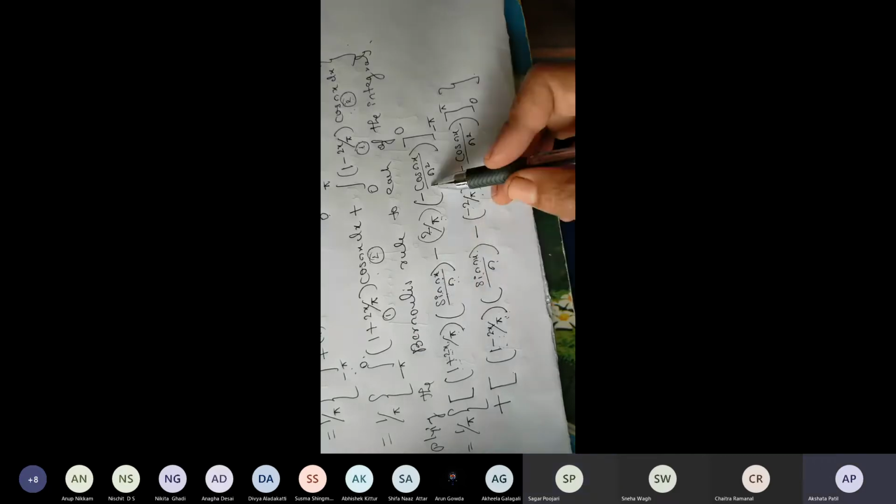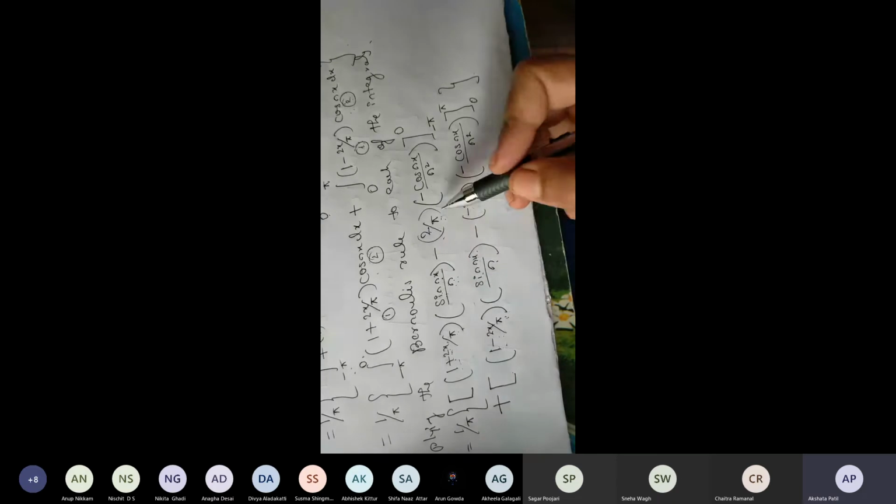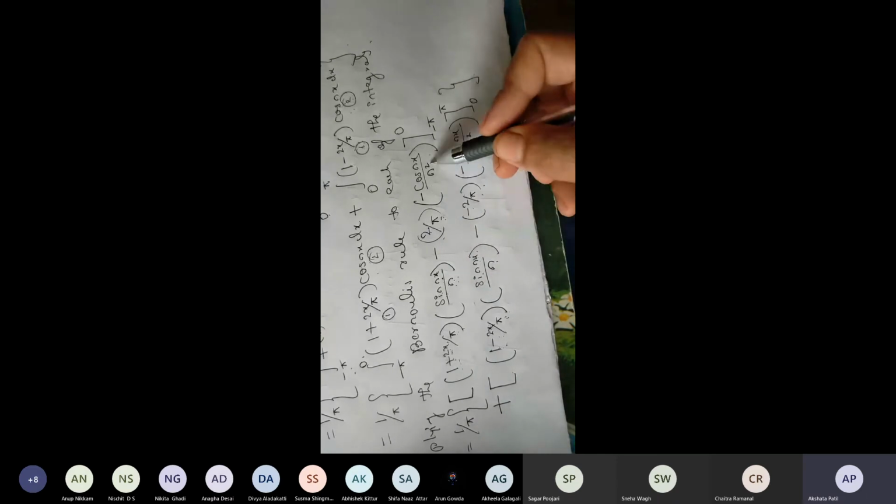I have already solved so many examples. I have told you cos n pi value is (-1)^n and sin n pi value is 0 only. Is it right? Yes, ma'am. Okay, so in this first integral, this first term is 0.